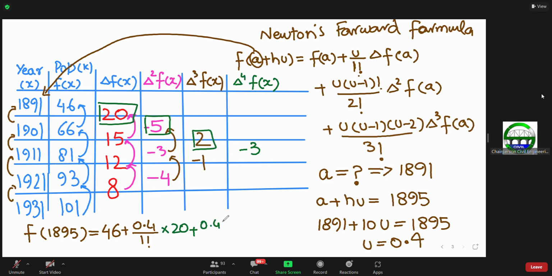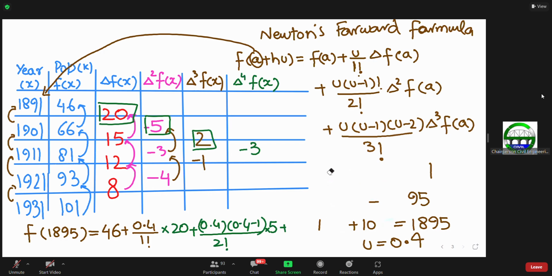0.4 into 0.4 minus 1 divided by 2 factorial into del square f of a. Del square f of a is equal to this one, 5, into 5 plus, okay, I will erase this one.